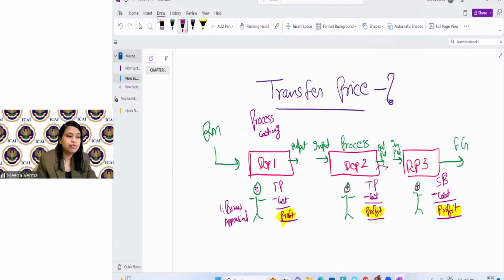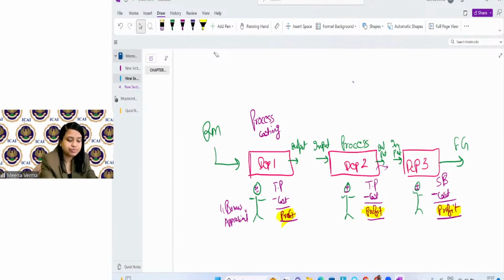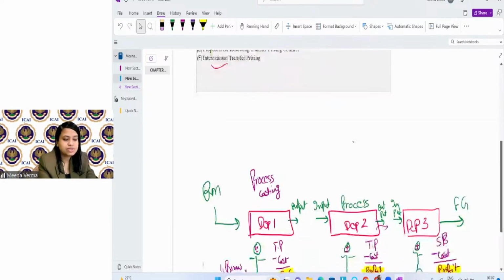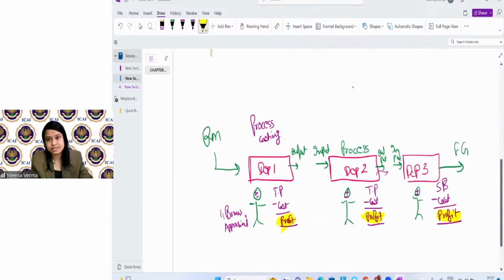But if you will see, there is a word, goal congruence. Let me show you. You can see here, there is a word of goal congruence. Now the question comes here, what is the meaning of goal congruence? So goal congruence means though the managers of different departments are interested in the profitability of their respective department, before watching the profitability of the respective department, first see the profitability of the entire organization.